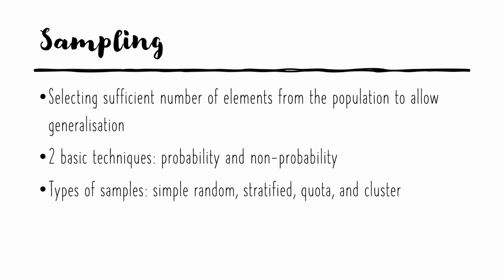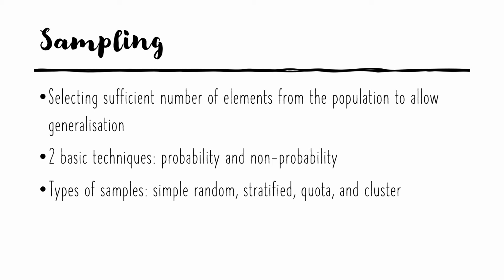The third stage is the sampling. This is the process of selecting a sufficient number of elements from the population so that by studying the sample, it is possible for you to generalize the properties or characteristics to the entire population. In other words, a sample is a subset of a larger population.